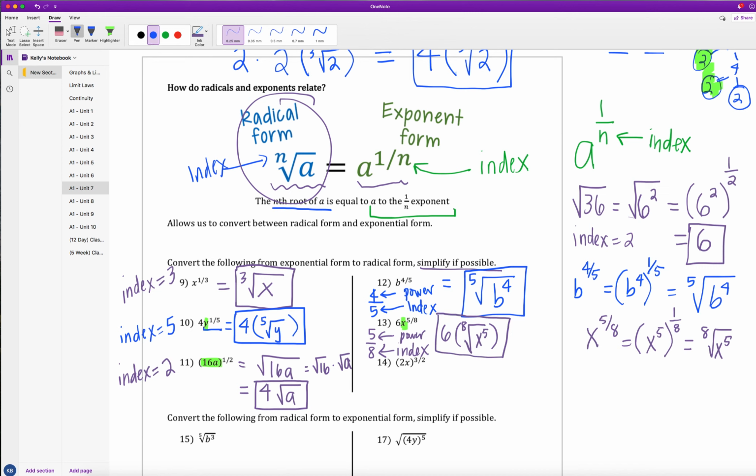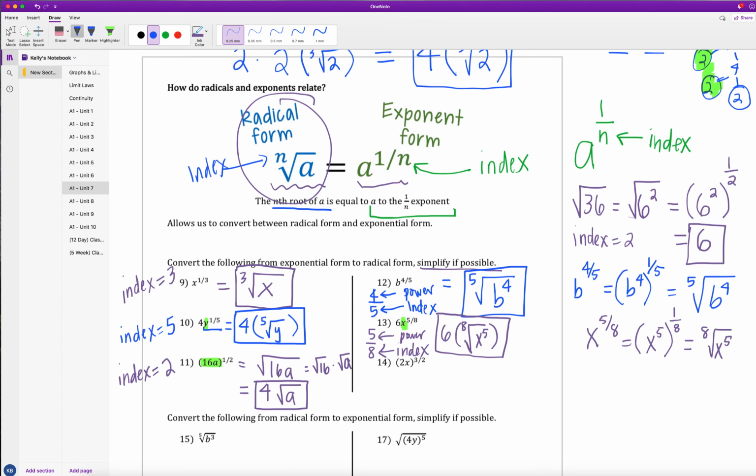Okay, let's look at our last example of this type. So in all of these examples, we have gone from exponential form to radical form, meaning all of my answers have some type of radical in it. We had a cube root, a 5th root, a square root. Example 12 was another 5th root, and then we just had an 8th root.